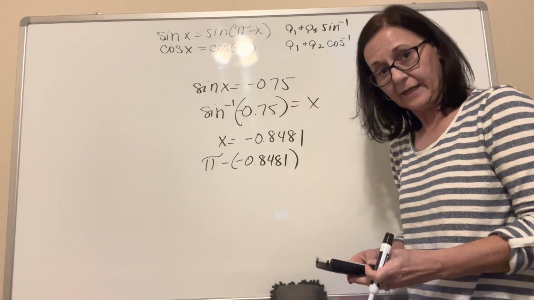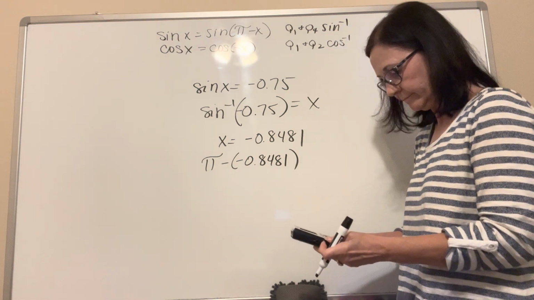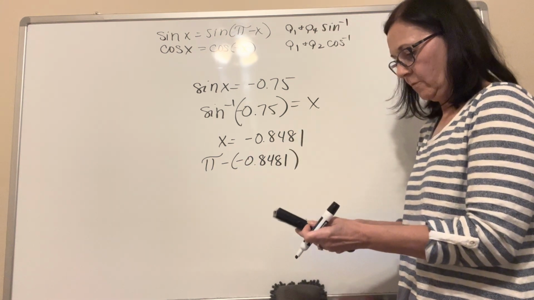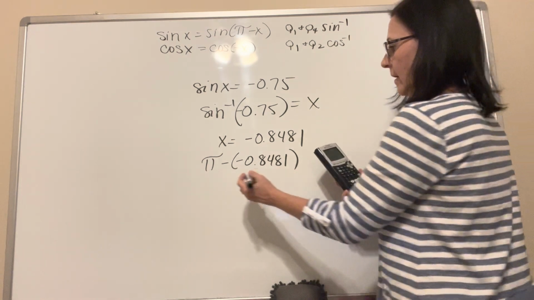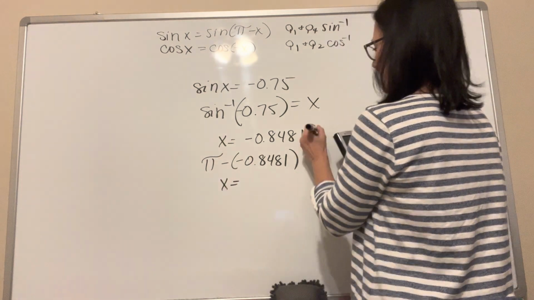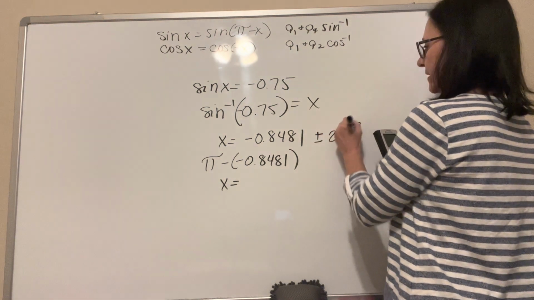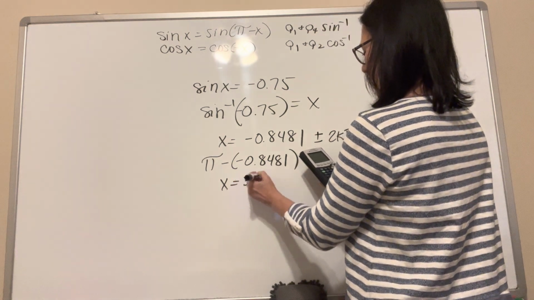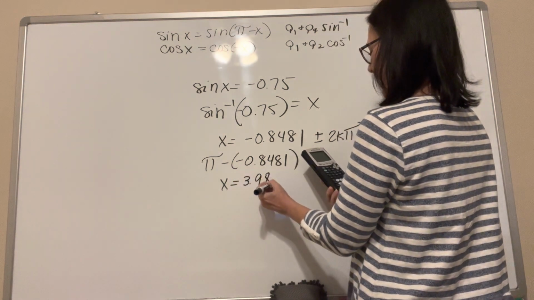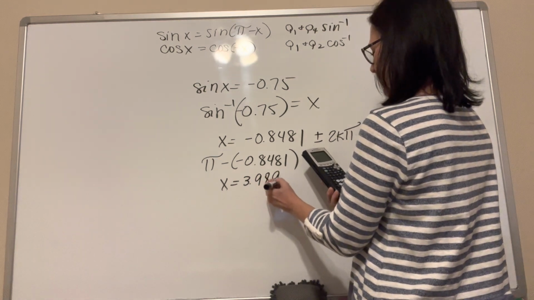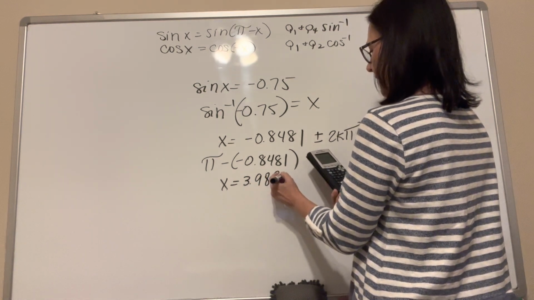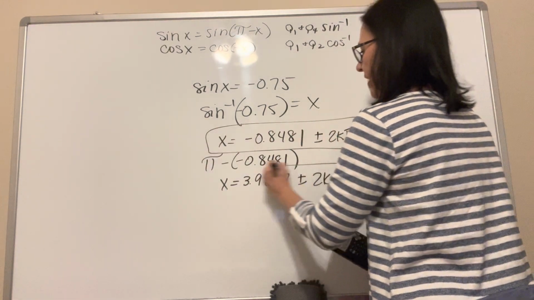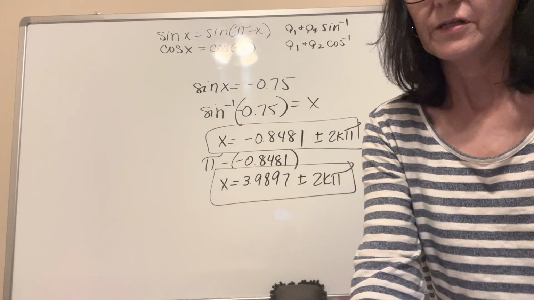Okay, pi is second and your caret top button. Minus the negative is positive, so I'm going to add it, 0.8481. All right, so x, and this is plus minus 2k pi because of the cyclical nature of the trig curves. So it's 3.9897 plus minus 2k pi. So I have both of those solutions.